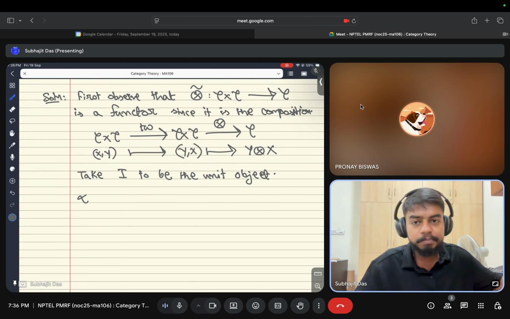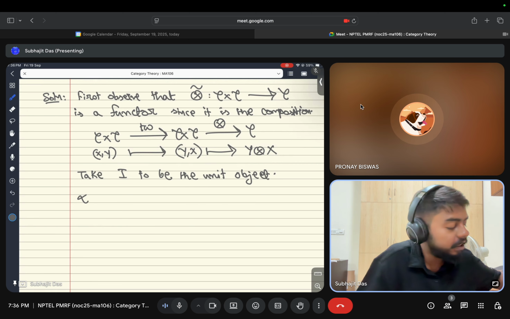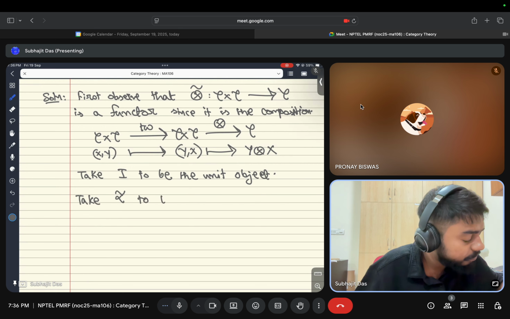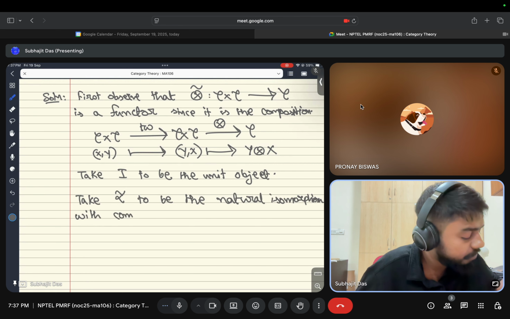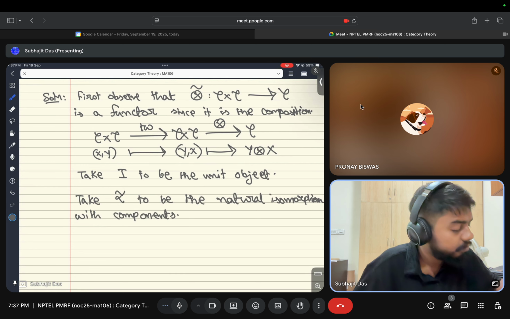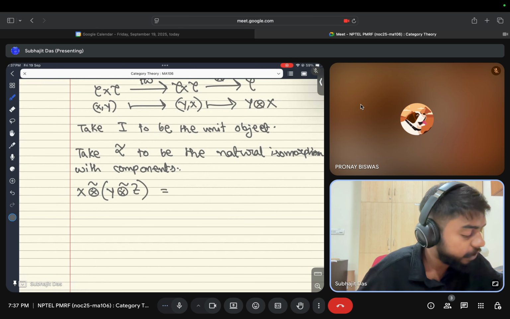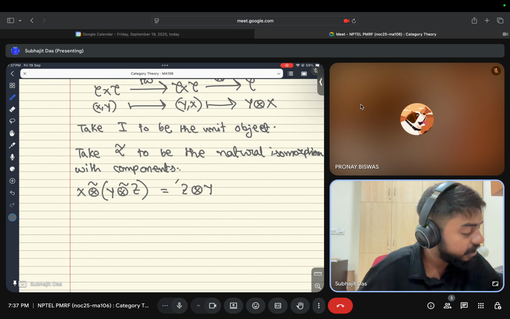At each component we can compose with the twist map. What does that mean? Okay, so let's write it properly. Take alpha tilde to be the natural isomorphism with components x tensor tilde y tensor tilde z, which we know is z tensored with y tensored with x.